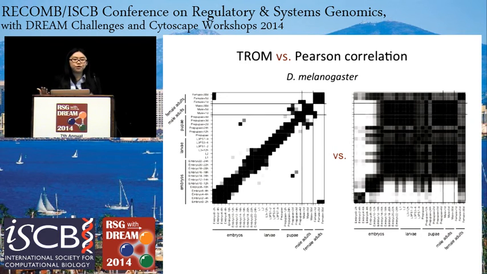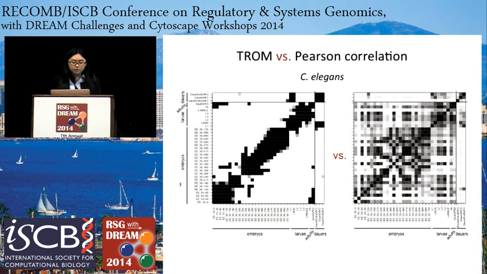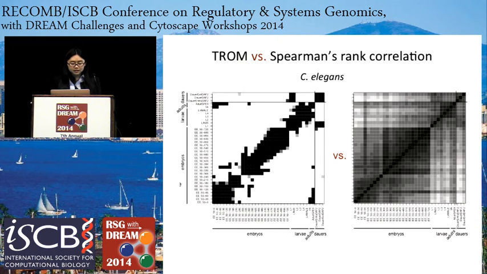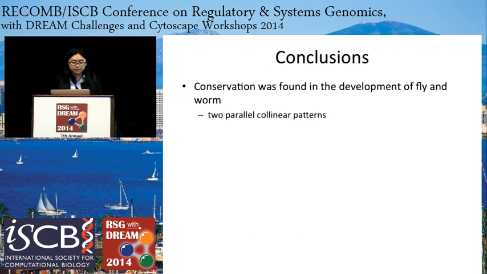Because here I'm just repeating the result again. So the left-hand side is our measure, the right-hand side is Pearson correlation. You can see a much clearer pattern can be obtained with our measure, and also for C. elegans versus Pearson correlation, and also fly Spearman correlation, and C. elegans Spearman correlation. So you can see that without our measure, the clear mapping we found cannot be established.